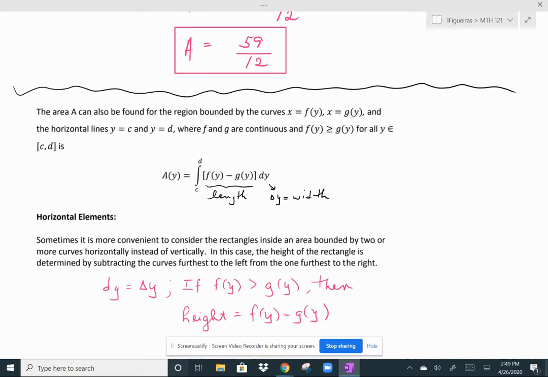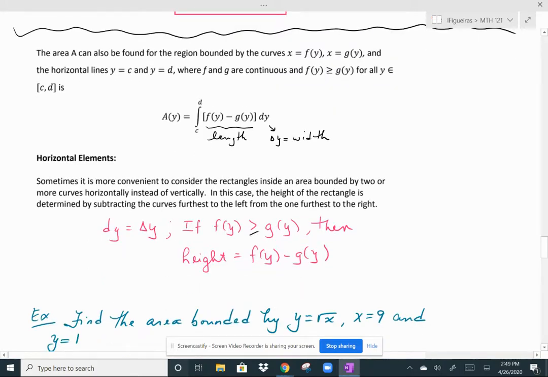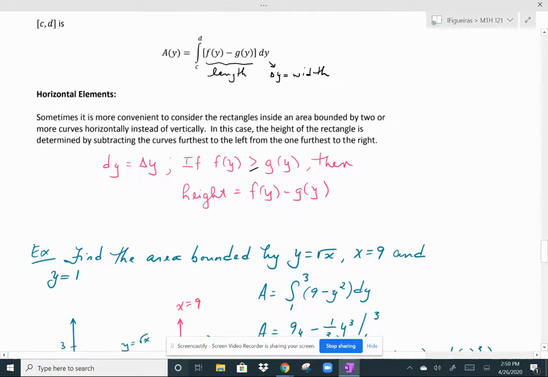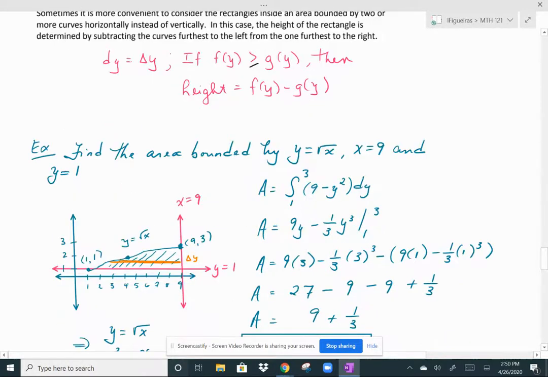Okay, so that's just repeating what I just said. So we want to find the area bounded by y equal to the square root of x, x equal to 9, and y equal to 1. Okay, so I'm going to do this with horizontal elements. This one could have easily been done with vertical elements as well. Sometimes vertical and horizontal make no difference in terms of complexity, but in some cases it does make a difference. So it's good to know two different ways to compute these.